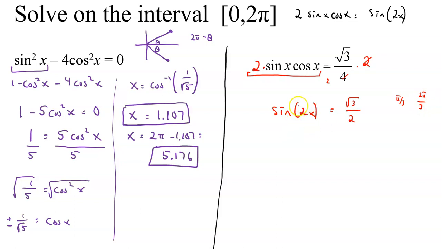But just look at what it is we're solving for. We're not solving for x anymore. This is saying the sine of 2 times some angle equals that. So 2x is equal to pi over 3, or 2x is equal to 2 pi over 3. Divide through by 2. So half of pi over 3 is pi over 6. Half of 2 pi over 3 is pi over 3. And it looks like I'm done, but oddly enough, I'm not done.